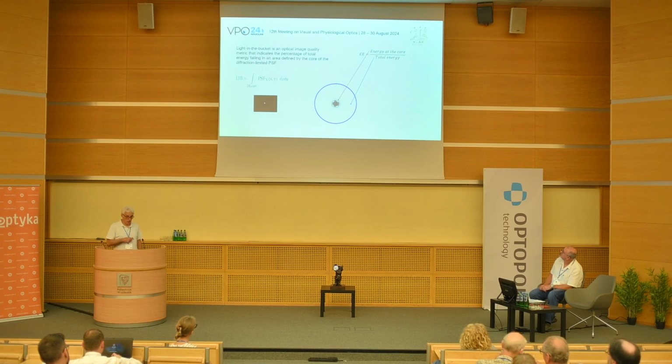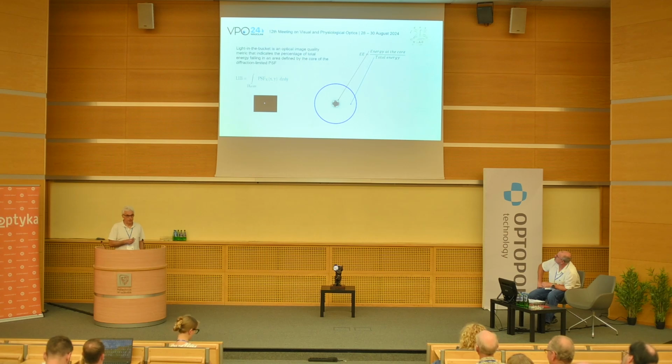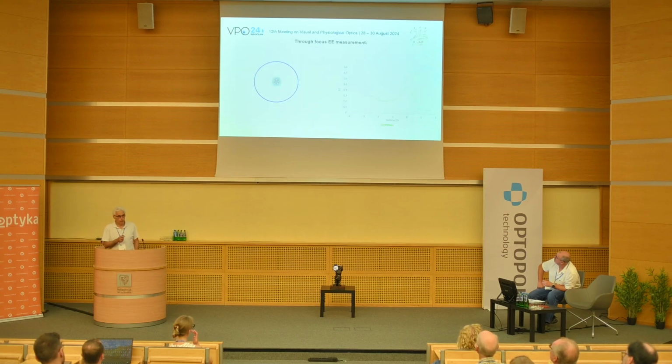So, light in the bucket is a well-established optical image quality metric that measures the energy falling in the area defined by the core of the diffraction-limited PSF. When we have bigger keyholes, we used to work with energy efficiency, which measures the energy at the core of the image compared to the energy that is spread around. Well, we can do that easily.